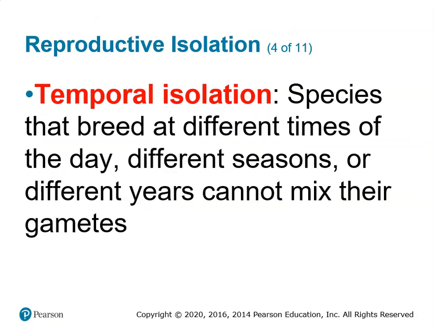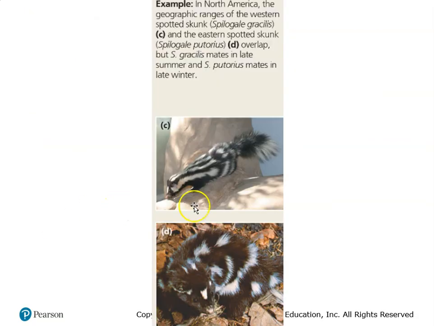Temporal isolation: species breed at different times of the day. So in North America, the western spotted skunk and the eastern spotted skunk live in the same place. They live in a similar geographic range, but one mates in late summer and one mates in late winter.